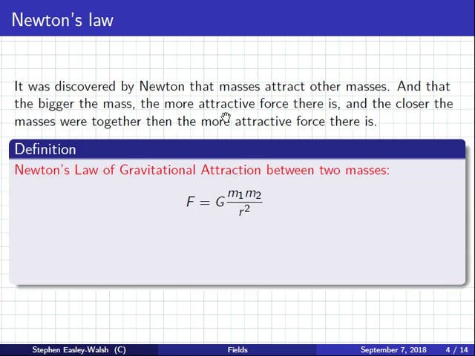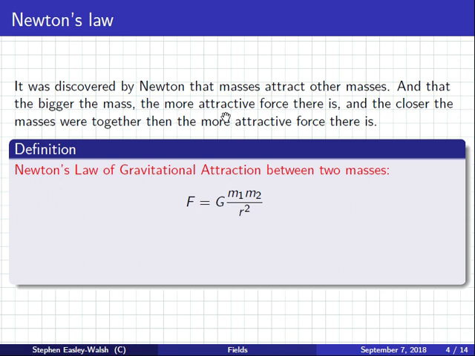So Newton was the first person to come up with this formula to calculate the force. Now if you look at this formula, it looks very similar to what other formula? It looks like Coulomb's, doesn't it? Except instead of a K there's a G, and instead of a Q there's an M. But the reason it's quite similar is because it's a field. It's just a gravitational field, whereas Coulomb's was an electric field.